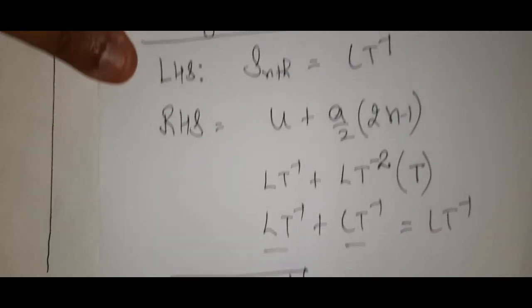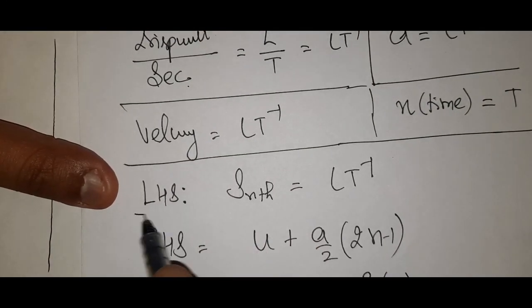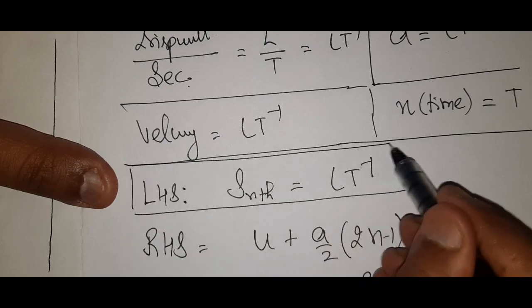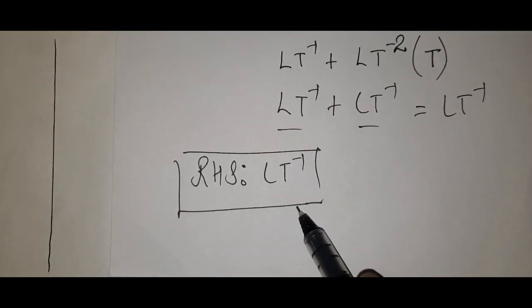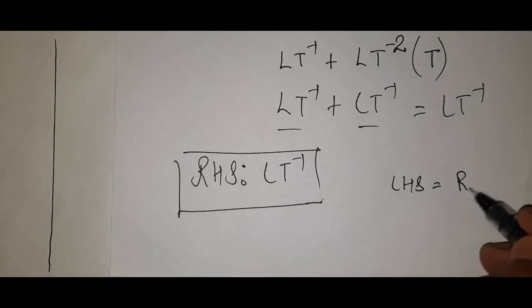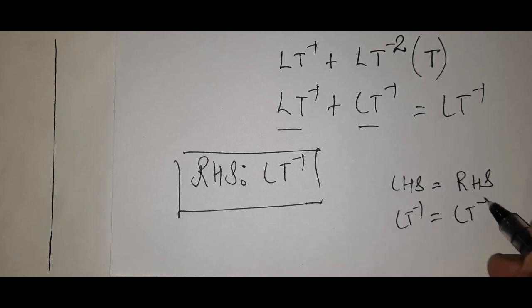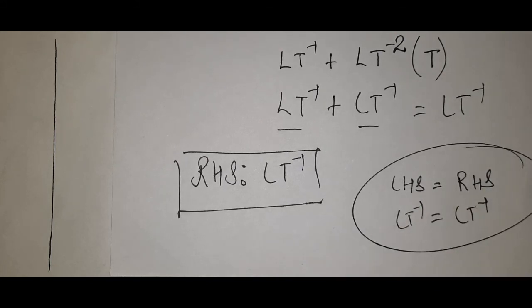What is the dimensional formula for the left hand side? Already we have calculated. The dimensional formula for the left hand side is this. Left hand side and right hand side both have the same dimensional formula. Therefore the formula is correct.